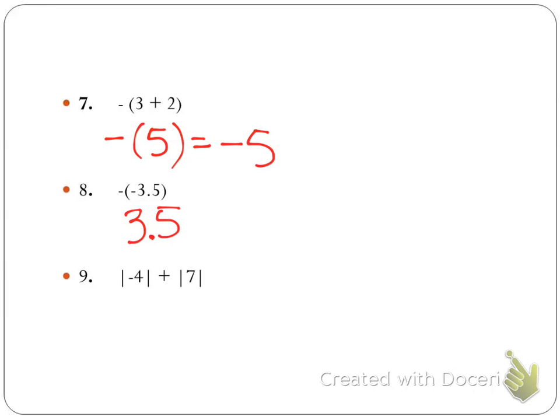Alright, on number 9, we have to take the absolute value of negative 4. Then we also have to take the absolute value of 7. And then we're going to add them together. So, the absolute value of negative 4. Still looking for someone new to tell me the absolute value of negative 4. Shannon. 4. Wonderful. Thank you so much. Plus the absolute value of 7.